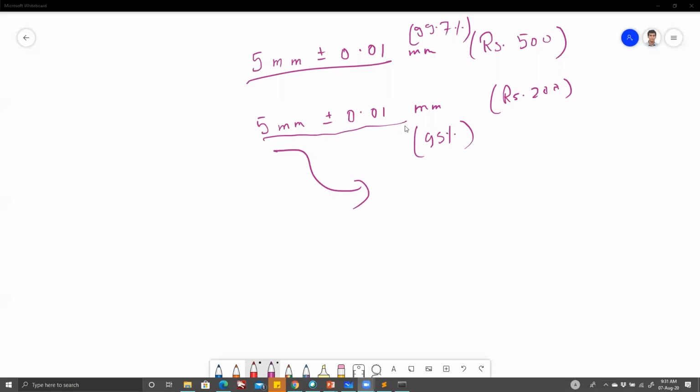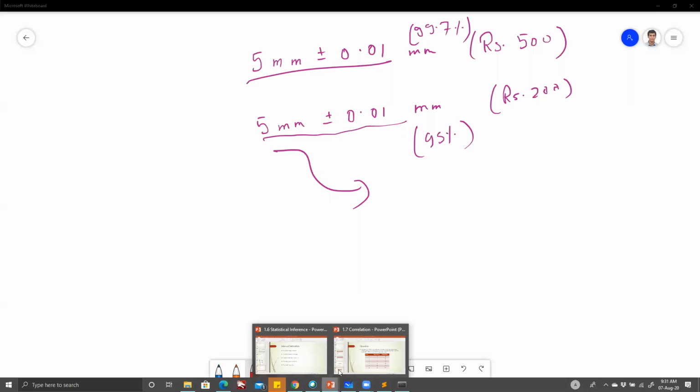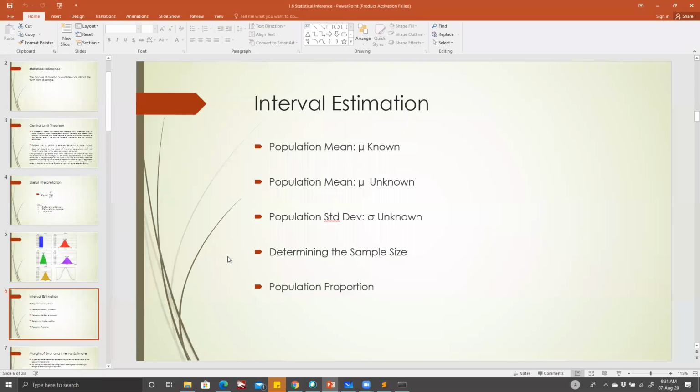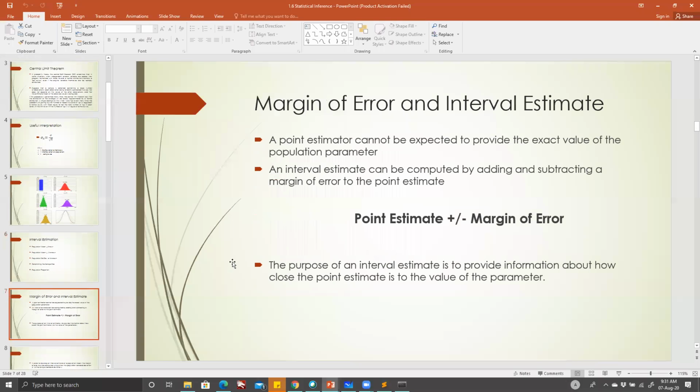So now let's look at the statistical basis, how to do these things, okay? Because that is really interesting. So we will be dealing with sigma unknown cases, okay? And the issues will be like determining the sample size, population proportion, okay? So first, let's understand the basic idea. Basically, we have to deal with margin of error for the reasons I already told you.